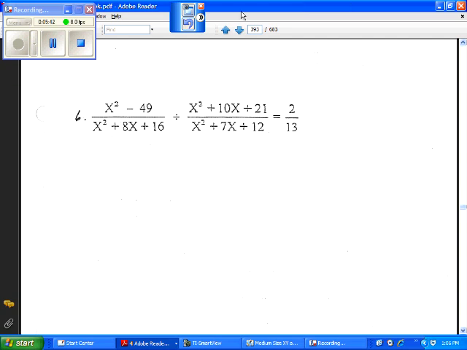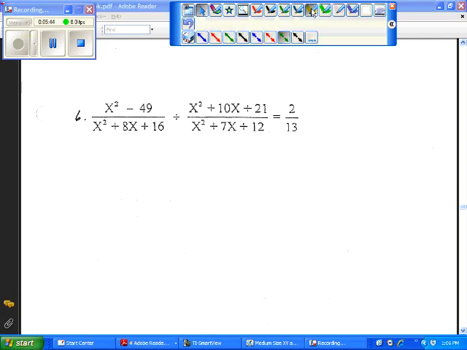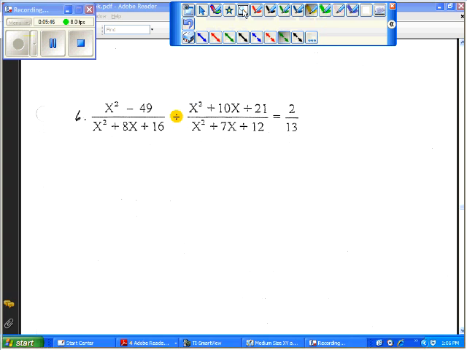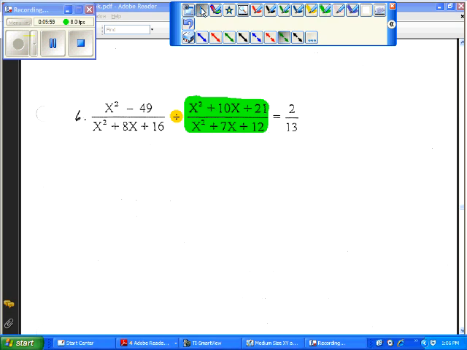Number 6, what's the operation? Division. We're dividing by a what? Fraction. Is there a rule for that? Yes. To divide by a fraction, you multiply by the reciprocal. Yes, it flips.